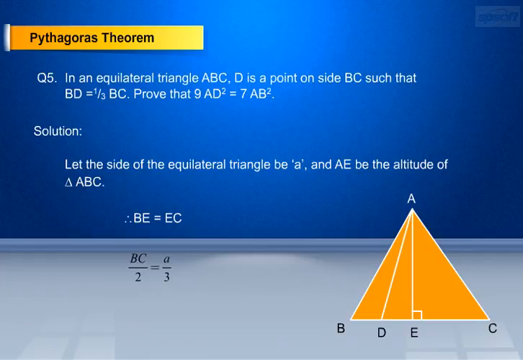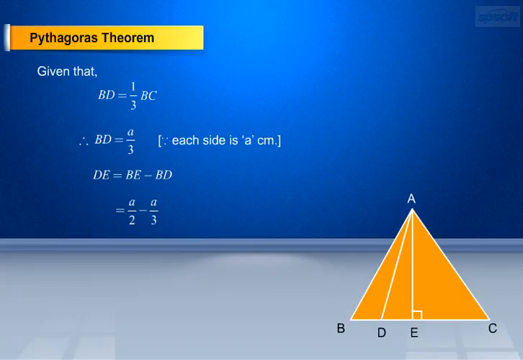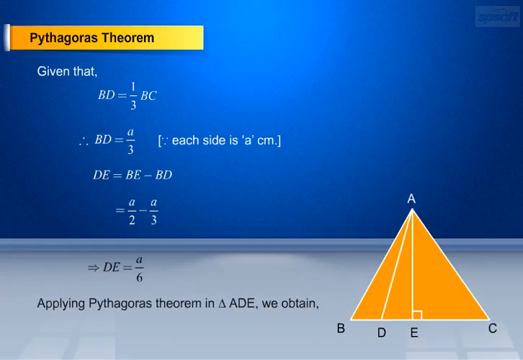This is equal to BC by 2 equal to A by 2, and AE equal to A root 3 by 2. Given that BD equal to 1 by 3 BC. Therefore, BD equal to A by 3, since each side is given as A centimeters, and as BC is one side of the triangle. From the triangle, it can be observed that DE equal to BE minus BD. This is equal to A by 2 minus A by 3. On simplification, we get DE equal to A by 6.